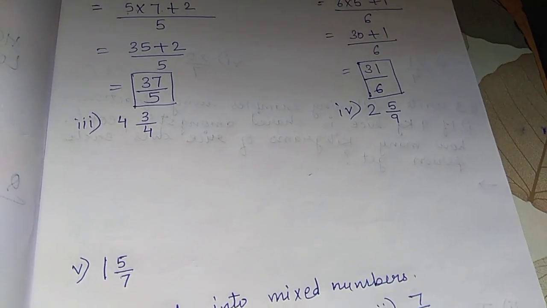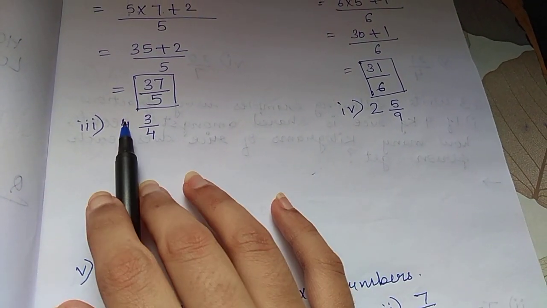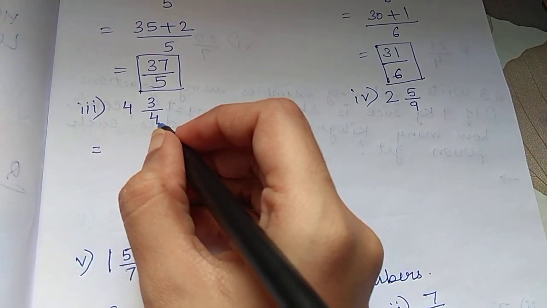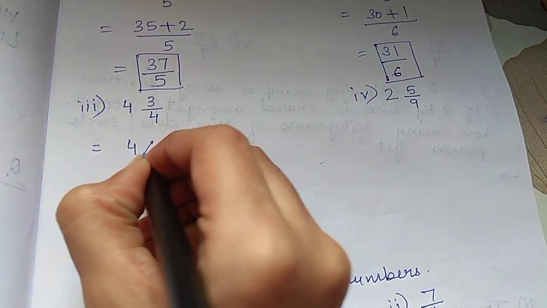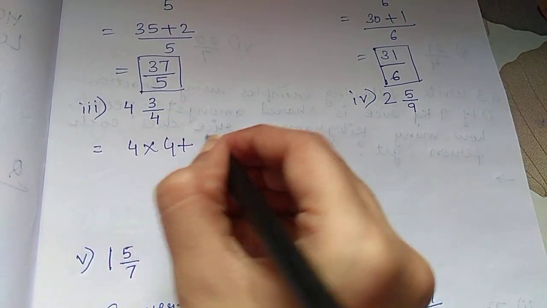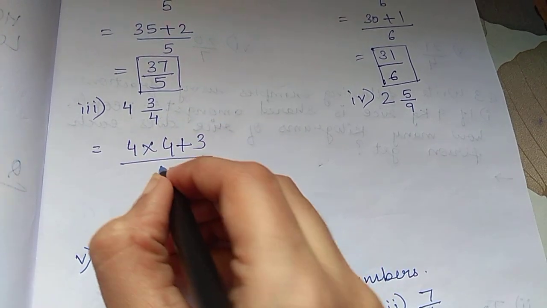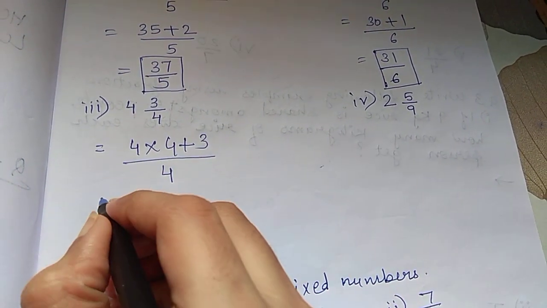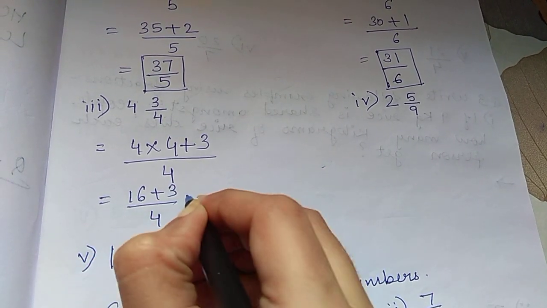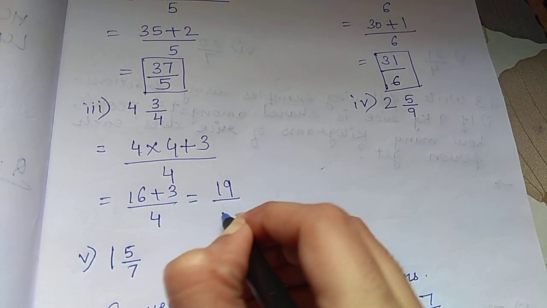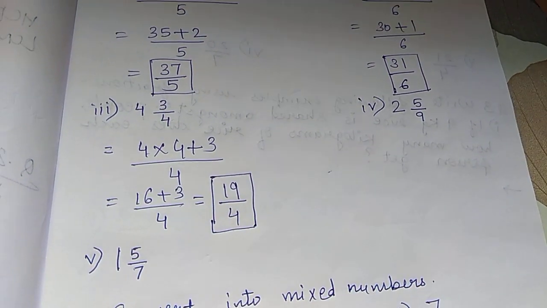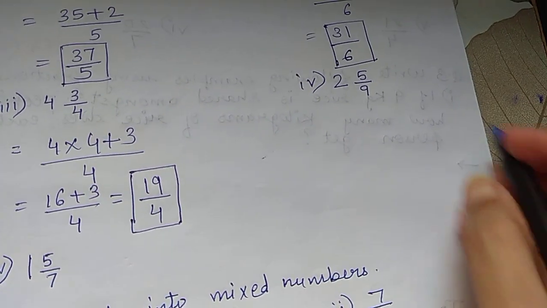Next, third one. 4 3 upon 4. Again, starting with the denominator, 4 multiplied by 4 plus 3. Denominator 4 as it is. So 4 fours are 16 plus 3 upon 4, which gives us 19 upon 4, our final answer. Let us see the fourth one.